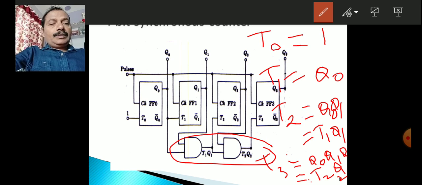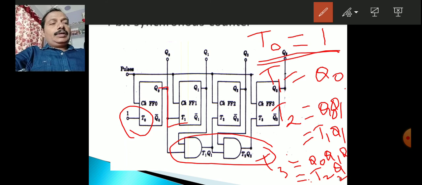Observe here, according to T0 equals 1, T0 is just connected to logic 1, and T1 equals Q0. Hence you see T1 is connected with Q0. Next, T2 is Q0 Q1, that is T1 Q1. You see, the T1 and Q1 are connected to an AND gate, whose output is T1 Q1, which is connected to T2. Like this you have to make connections.